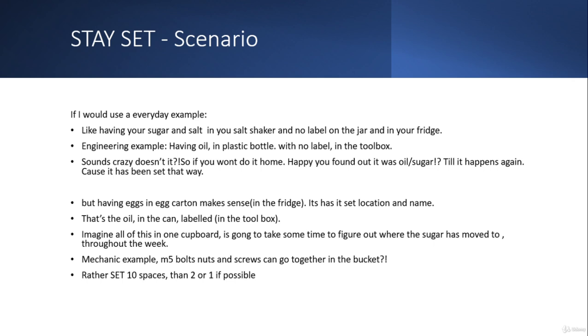Now imagine inside a manufacturing company, or even better, a homely example. Imagine all of these unlabeled places were all inside one big cupboard. It will take you forever to know what's inside there. A mechanical example of this would be M5 bolts, screws with M6 bolts, screws and nuts all together in one bucket. This would be really inefficient if you were trying to just find one nut or one bolt inside such a large bucket. So my suggestion is rather set 10 spaces if possible than 2 or 1.